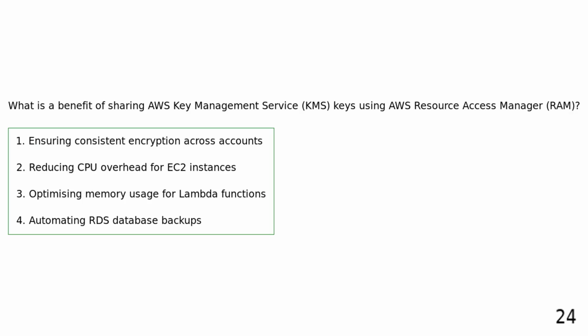What is a benefit of sharing AWS Key Management Service keys using AWS Resource Access Manager? Ensuring consistent encryption across accounts. Reducing CPU overhead for EC2 instances. Optimizing memory usage for Lambda functions. Automating RDS database backups.